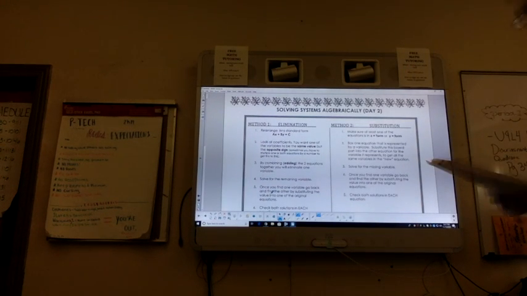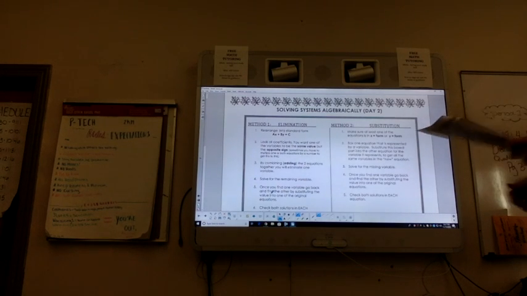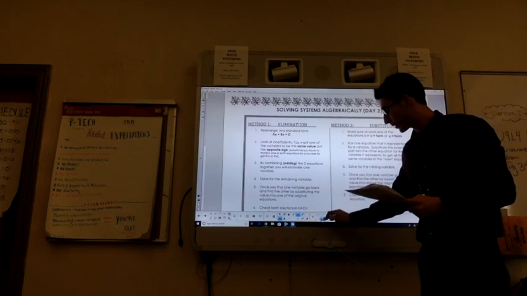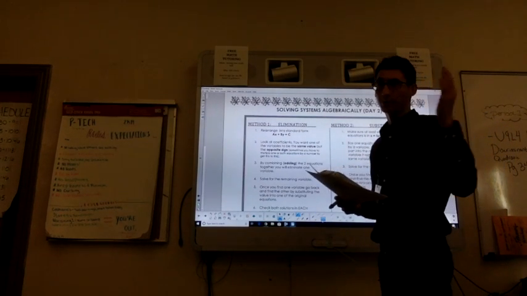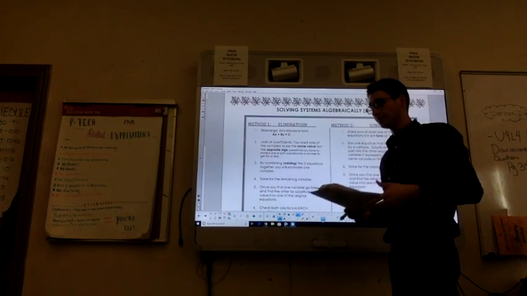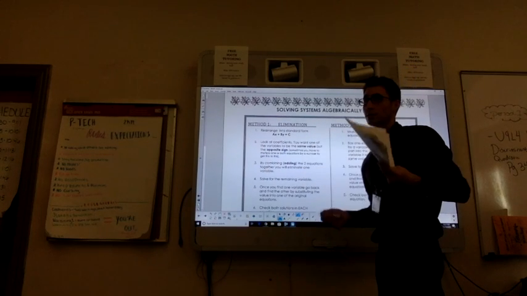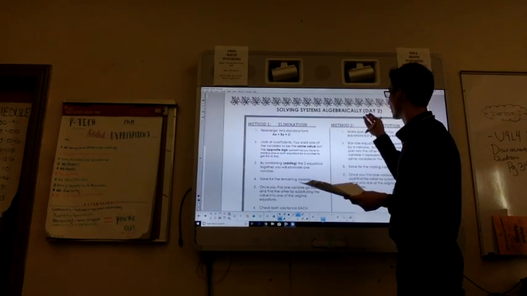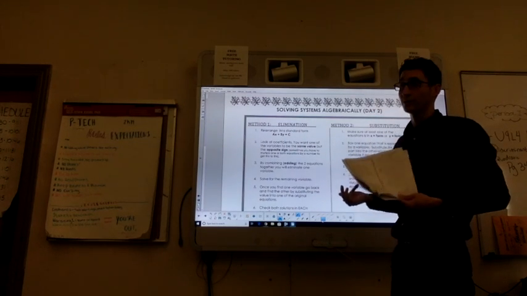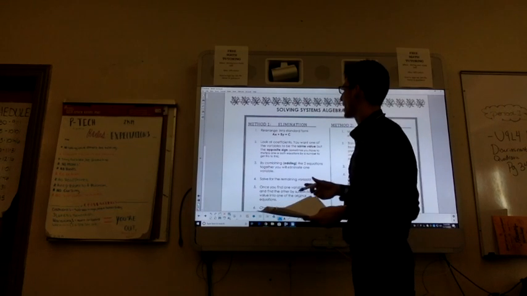Okay guys, here's day 2, solving systems algebraically. There are two methods we can use to solve systems algebraically. Before, on day 1, we would graph them: we had to get y by itself, and then graph them and see where the intersection point was. So now we can still solve systems, but today we're going to learn how to do it algebraically. Can we do it without having to graph it? Yeah, it's actually probably easier, more efficient, and less time consuming.